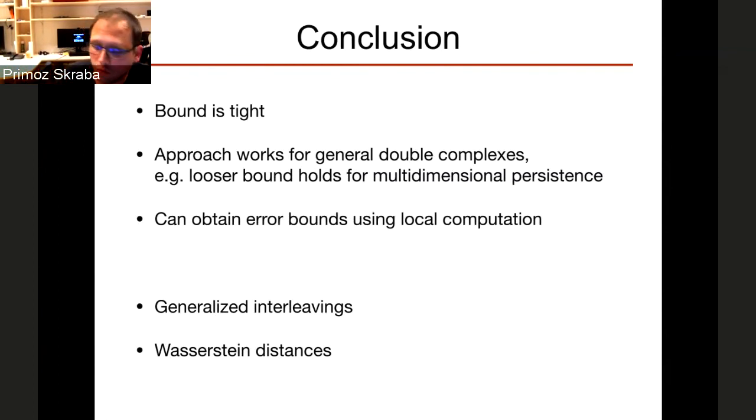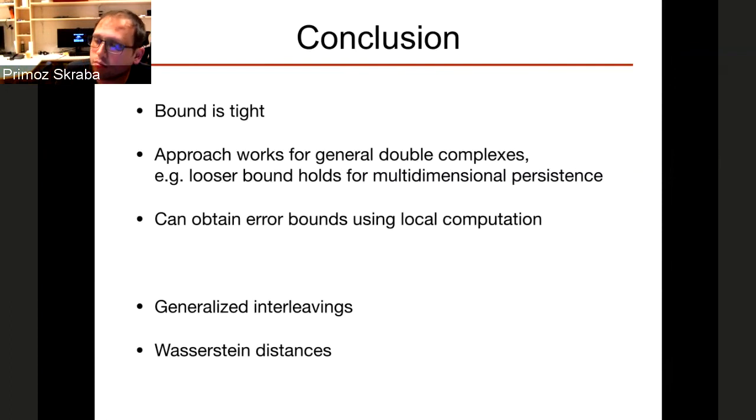So one thing I've been thinking about is what other interesting cases of double complexes we can come up with where the same kind of approximation approach would tell us something.